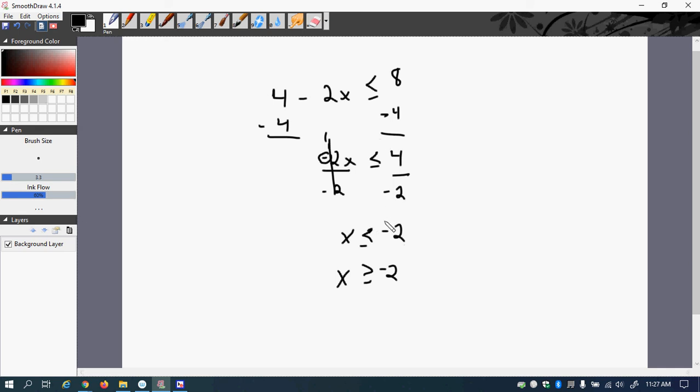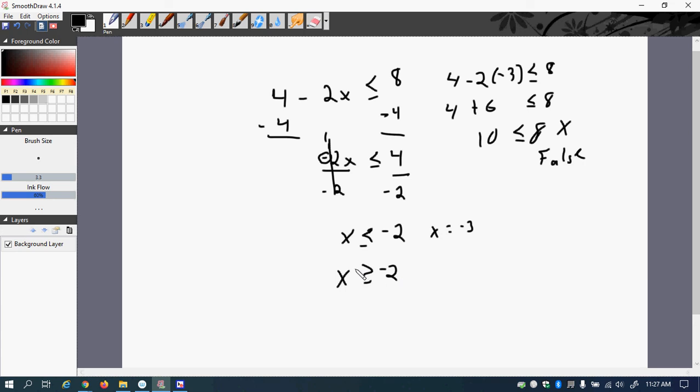So if I didn't switch, let's say I went ahead and thought this was my solution. Let's say, what's a number that would make this statement true? Well, in this case, negative 3. Negative 3 is less than negative 2. So if I put that up here, 4 minus 2 times negative 3 is less than 8. I get 4 plus 6 is less than 8. And 10 is less than 8. That's not true. That's false. And so I would have to switch it to make both of the inequalities the same.